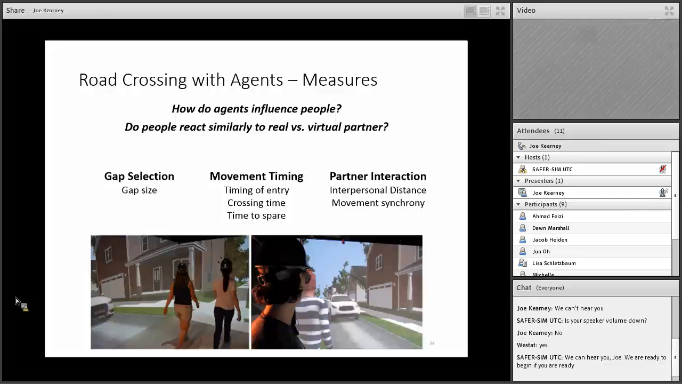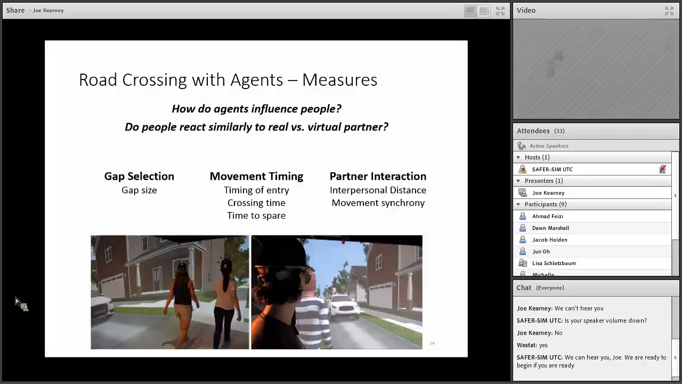So the basic questions here are: how do the agents, Carl and Carla, their gender match with the target? How do the agents influence people, and do they react similarly with a real and virtual partner? In addition to our usual performance variables, which are gap selection and movement timing, timing of entry, crossing time, and time to spare, we looked at partner interaction. So how did they synchronize, and what interpersonal distance did they keep between them and this virtual person that stood next to them?